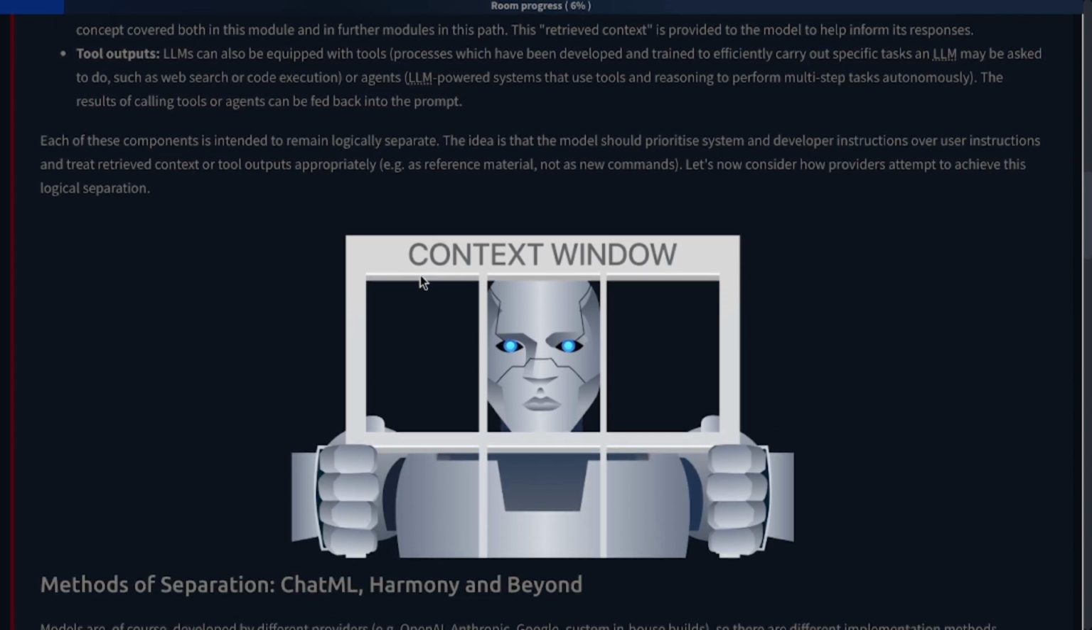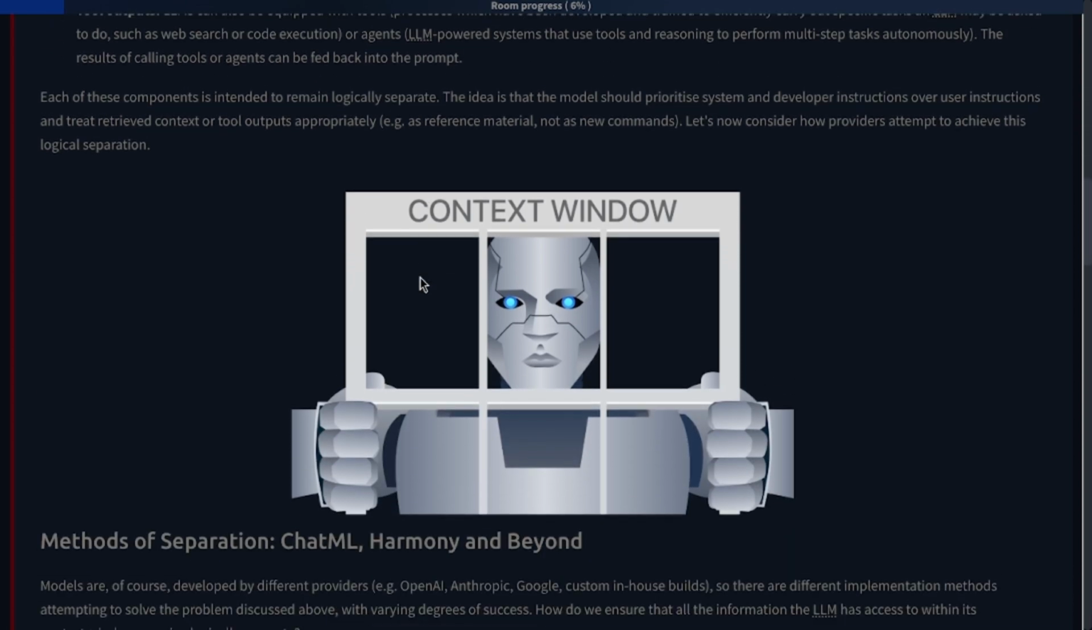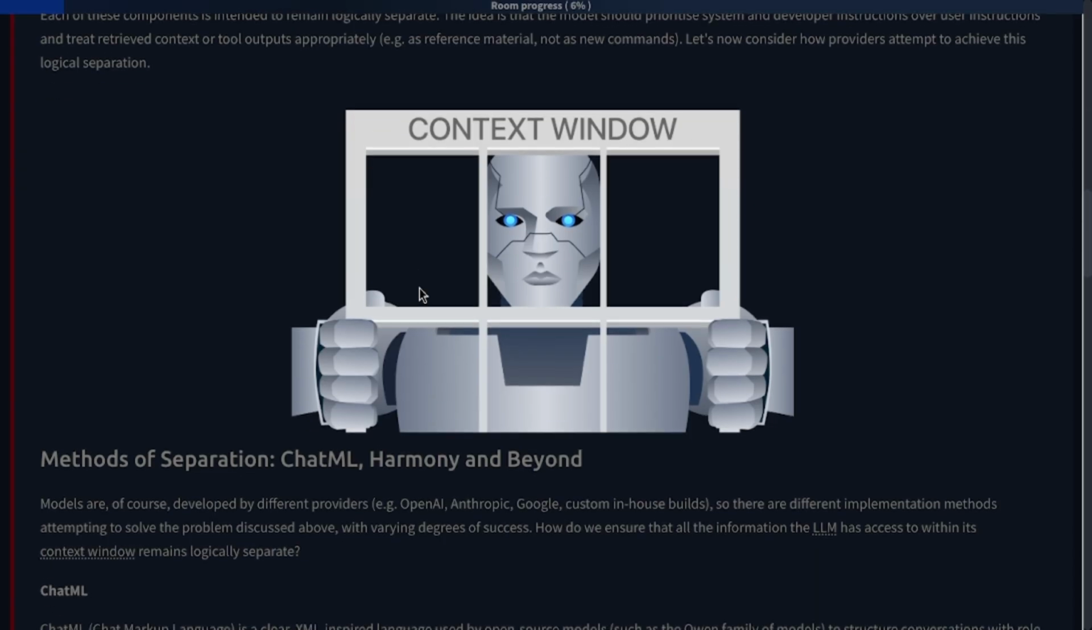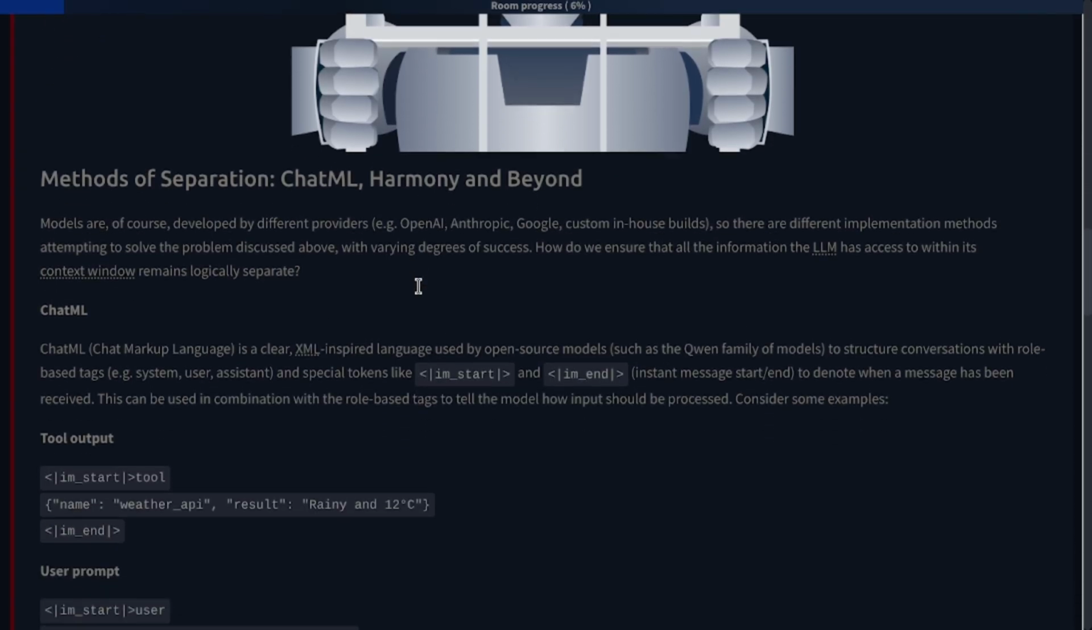And each of these components is intended to remain logically separate, and the idea is that the model should prioritize the system and developer instructions over user instructions and treat the retrieved context or tool outputs appropriately. Let's now consider how providers attempt to achieve this logical separation. There are a couple of methods of separation.